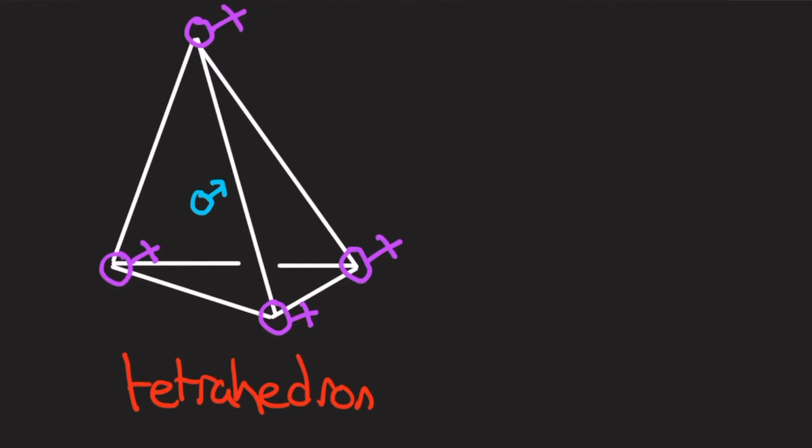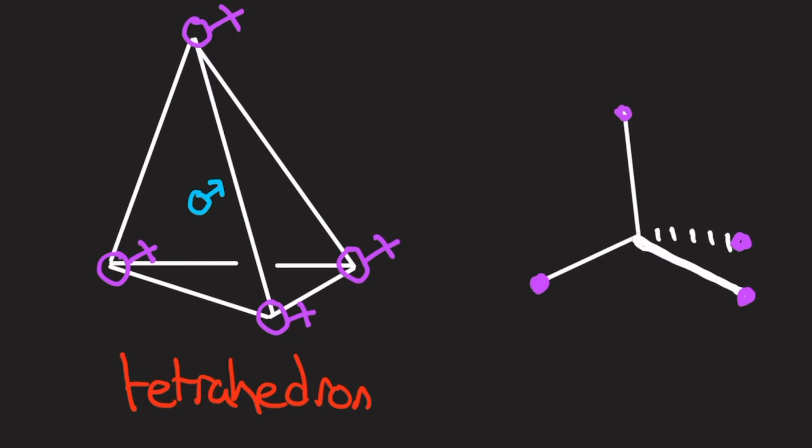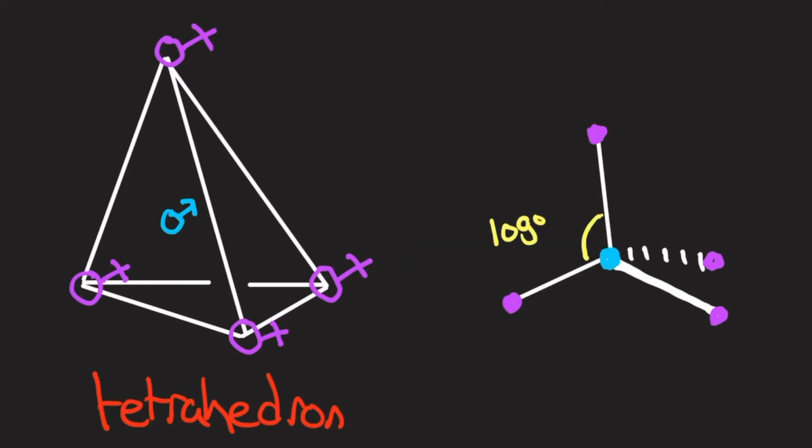Now, if we look at the guy, and the way he's bonding to these girls, well, it's all equivalent. And actually the bond angle between any 2 girls would be 109 degrees and 28 minutes. That's the magic number for a central point in a tetrahedral arrangement.